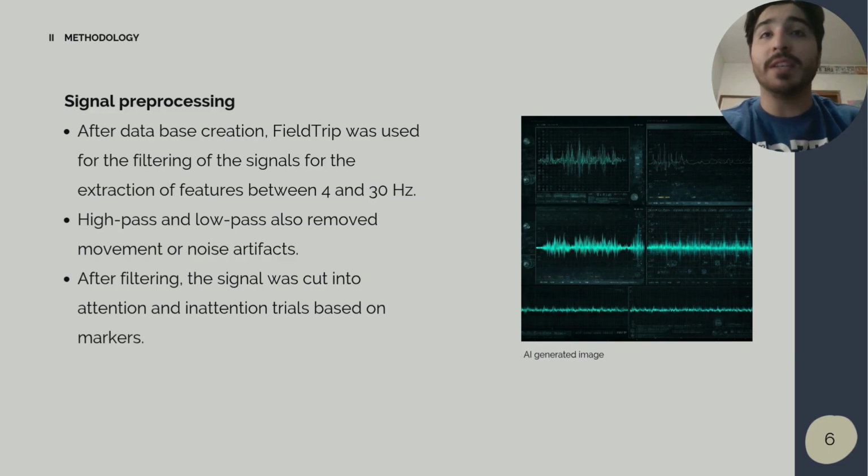After creating the database, filtering was then used for the filtering of the signals between 4 and 30 Hz. This filtering then allowed us to extract the features of alpha, beta, and theta, along with other features we will discuss further. High pass and low pass filters, used with filtrip, also allowed us to remove the movement and noise artifacts. And after filtering, the signal was cut into attention and inattention trials based on the markers.